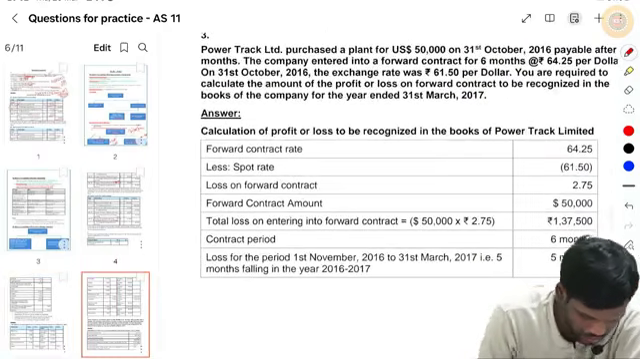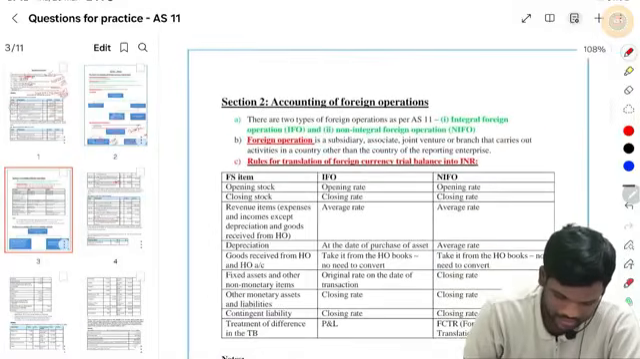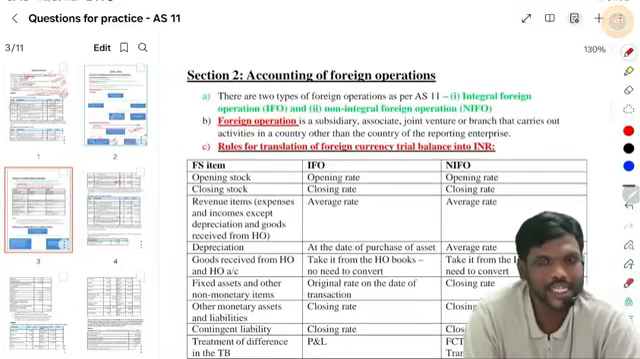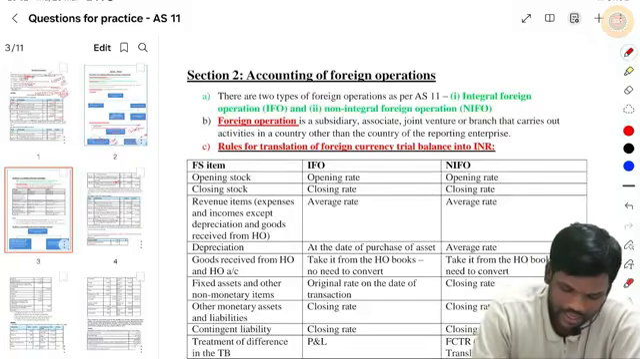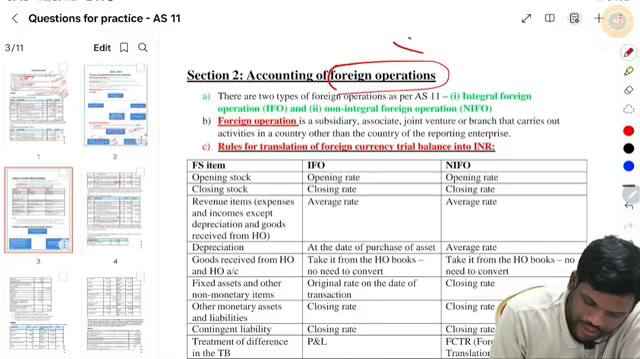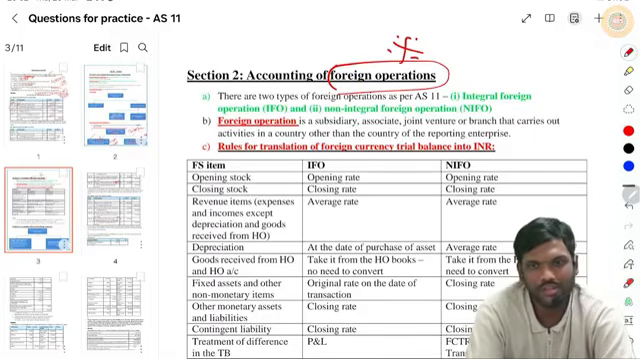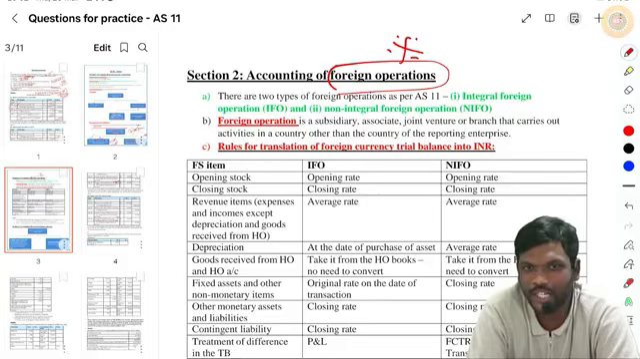Okay, then let's go back to part 2, section 2 of this standard. Section 2 of the standard deals with translation of financial statements of a foreign operation. So first of all, what do you mean by a foreign operation?